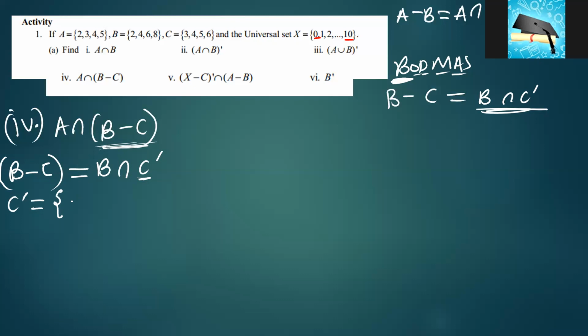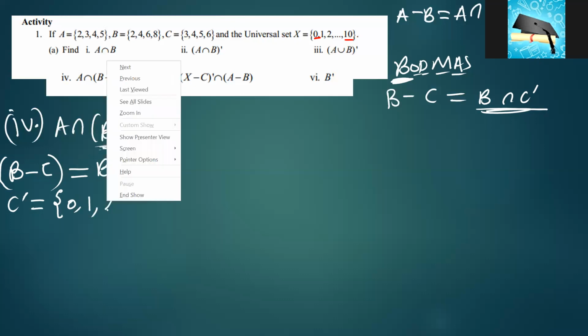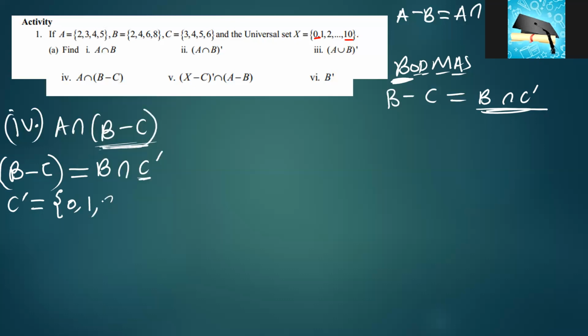complement. So we have 0, 0 is not part of C. And then we have 1 is not part of C. We have 2 is not part of C. And then 3, 4, 5, 6, and then we have 7, 8, 9, and 10. So this is our C complement.